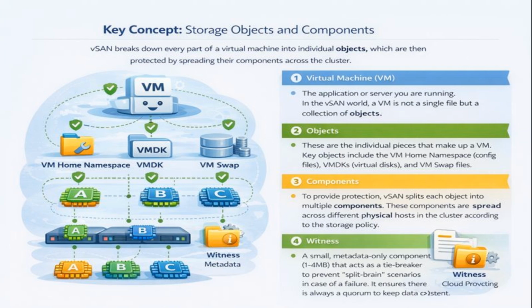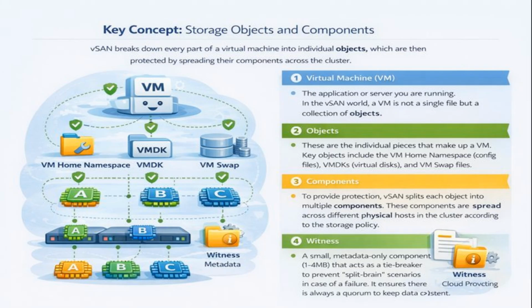Key concept: storage objects and components. In vSAN, a virtual machine is made up of multiple storage objects, not a single file. Objects include VM configuration files, VM home, virtual disks, VMDKs, and swap files.